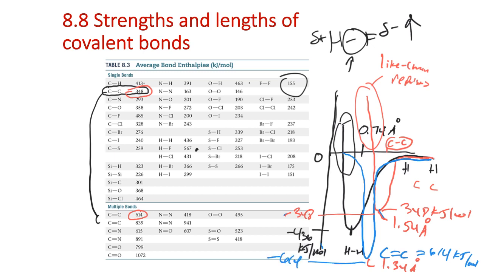Okay, so hopefully that gives us a sense of the relative strengths of bonds, whether we're comparing polar versus nonpolar bonds, or double versus single bonds, and how the trends correspond with those different types of bonds.